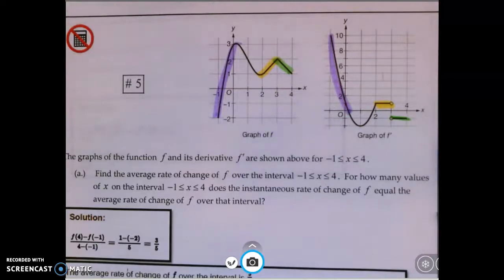The average rate of change over the interval. The average rate of change is simply f of 4 minus f of -1 all over 4 minus -1.